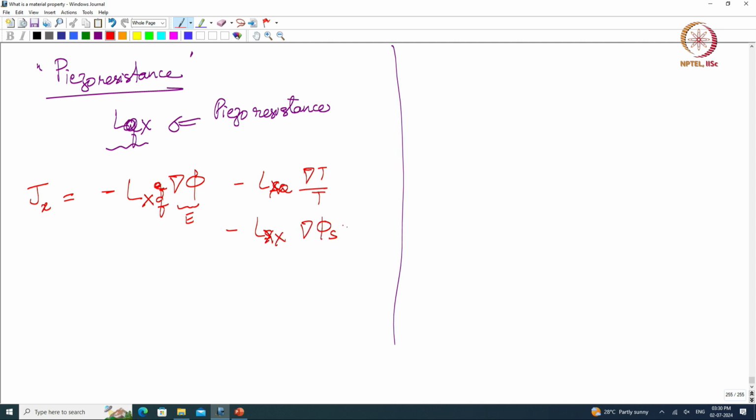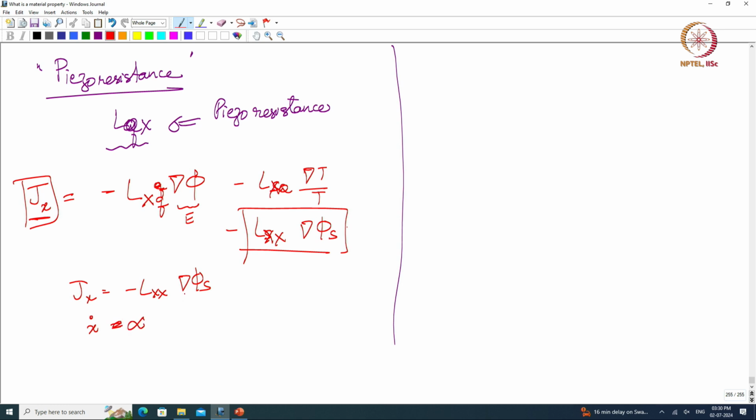Now, what am I saying? If I just look at the mechanical problem, I am just saying J x is equal to minus L x x del phi s. Or in other words, strain rate is proportional to, so there is some viscosity term here, it is proportional to the stress that I am applying, or force that I am applying.